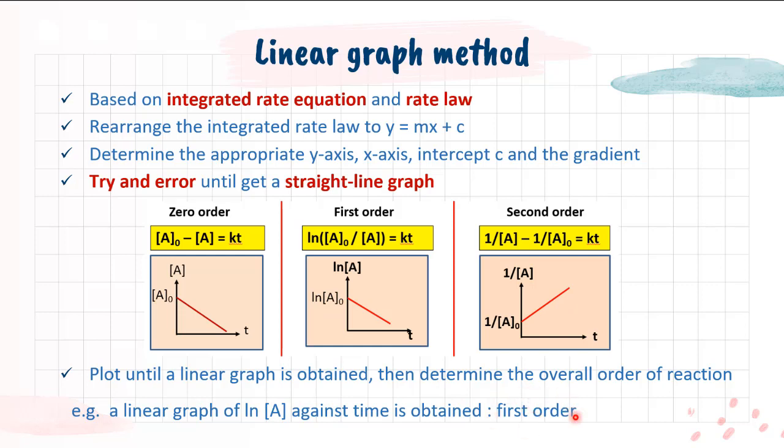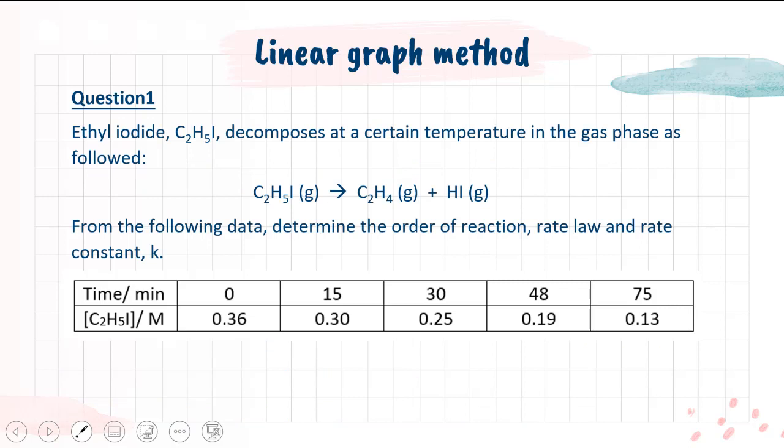So let's just try one example. Again, you need to get ready with your graph paper and then try to plot this graph 3 times: zero, first, second, using their own integrated rate law. Question 1: ethyl iodide decomposes at a certain temperature in the gas phase as follows. So you only got one reactant. From the following data, determine the order of reaction, rate law, and rate constant k.